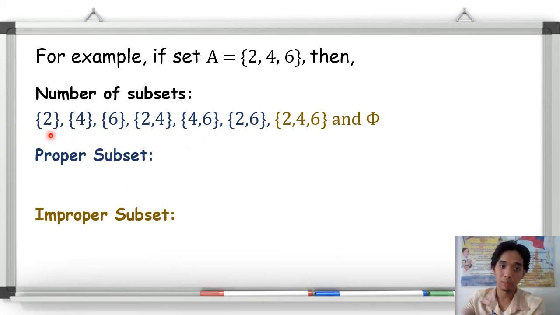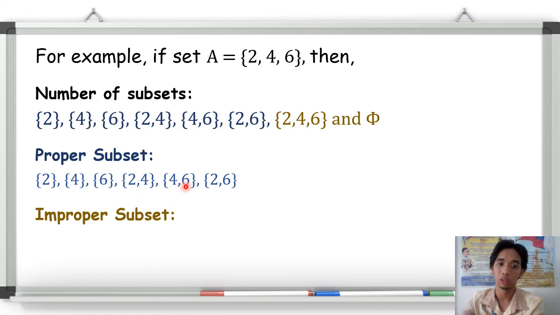So let's find out in this number of subsets who among them are proper and improper. So obviously the proper subsets is set this 2, 4, 6, 2, 4, 4, 6, 2, 6 because they are not equal to our original set, which is 2, 4, 6, and the improper subset is the 2, 4, 6 and the null set because they are equal to our original set.